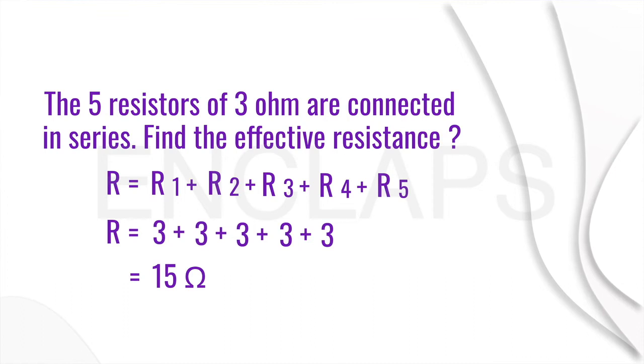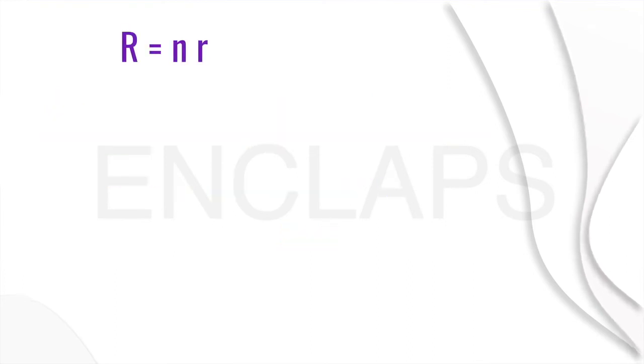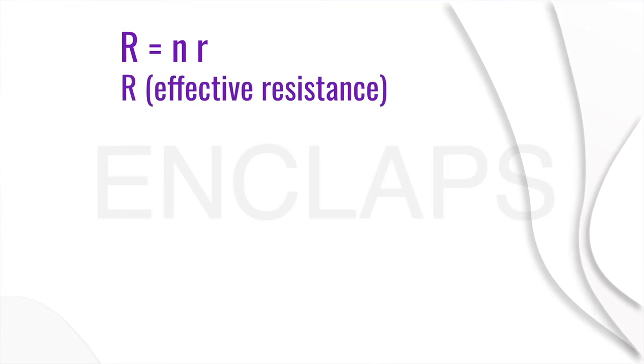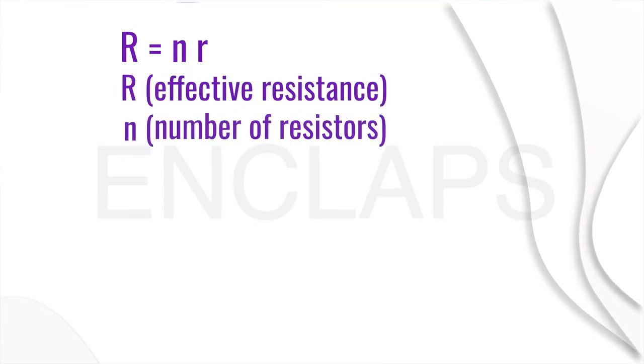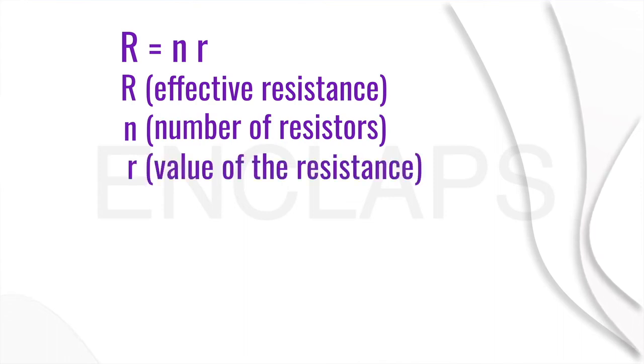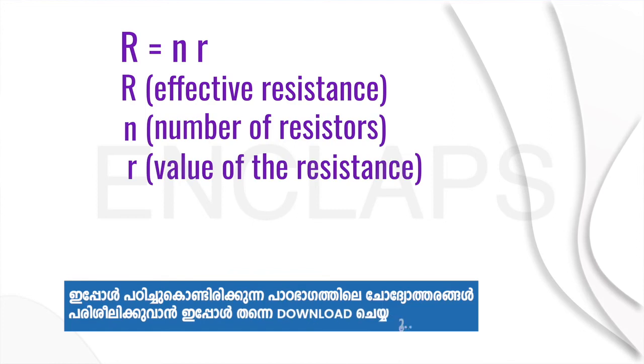If same resistors are connected in series, in order to calculate the effective resistance, it is sufficient to multiply the value of resistor by the number of resistors. That is, effective resistance here can be calculated by using an equation R is equal to nr. Here, capital R indicates the effective resistance, the lowercase n indicates the number of resistors, and r is a value of resistance. It's so simple, isn't it?